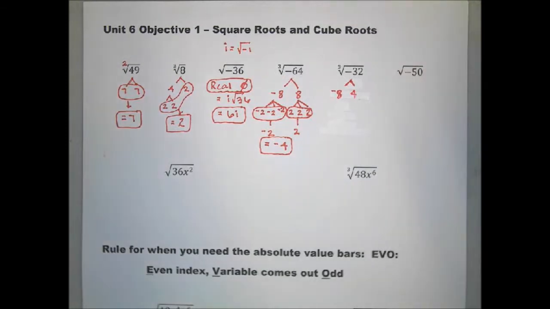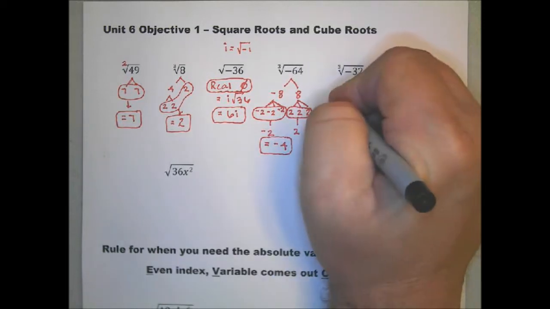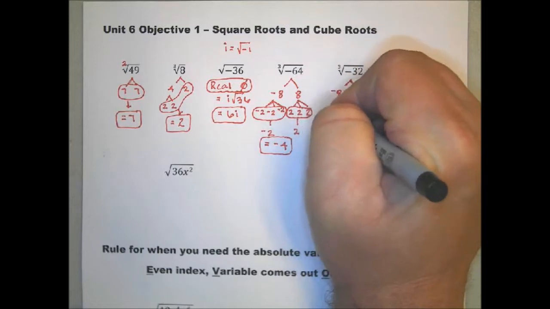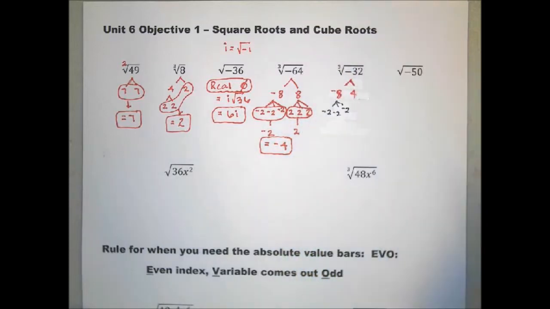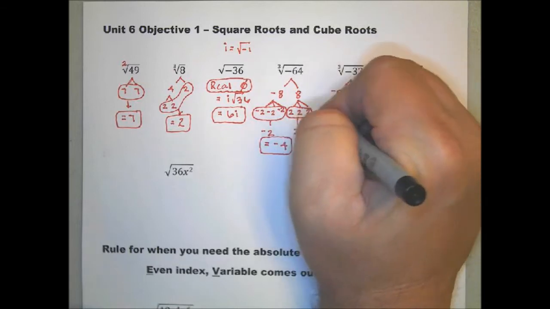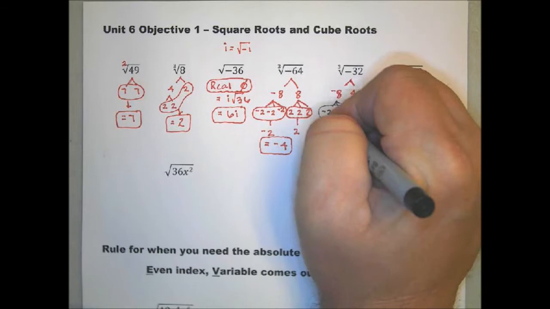Now, for that negative 8, we already know what negative 8 can do. Negative 8 can do negative 2 times negative 2 times negative 2. We just figured that out in the last problem. The cube root of negative 8 really is negative 2.